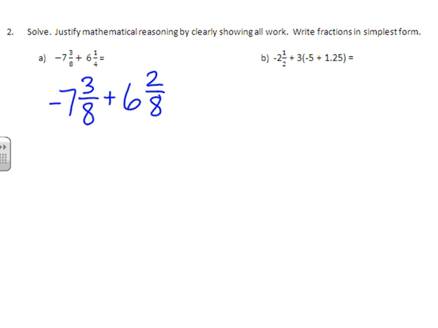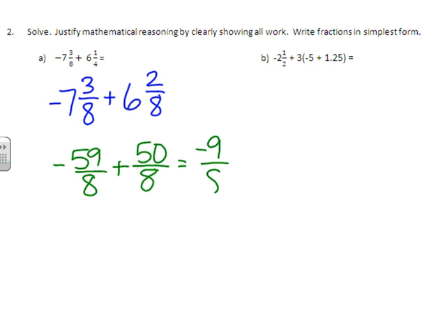Now I need to change them into improper fractions. So I'm going to do 7 times 8, which is 56, plus 3 is 59. So I'm going to rewrite it as negative 59/8 plus 8 times 6 is 48 plus 2 is 50. So negative 59 plus 50 is negative 9. Denominator stays the same, and then we rewrite it as a mixed number.